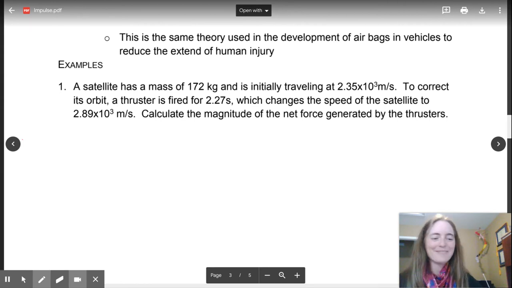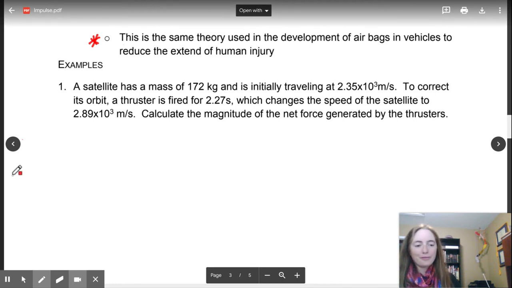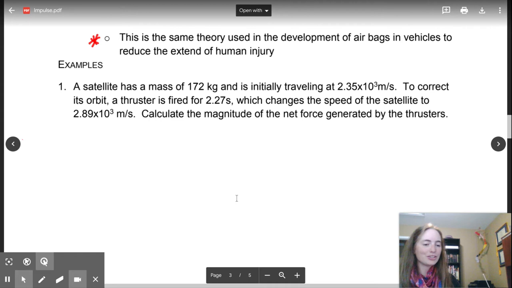Moving on. So we've already spent a decent amount of time discussing that particular topic on reducing human injury with airbags and helmets and what have you. Okay. So we've already talked about that. We are now going to move along to do the math. Okay, so what types of calculations are you going to be seeing?